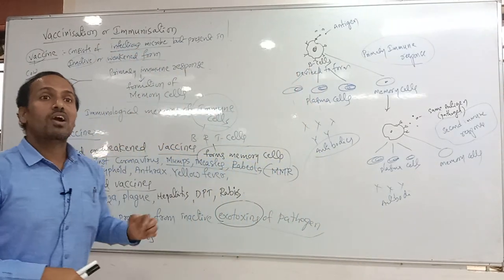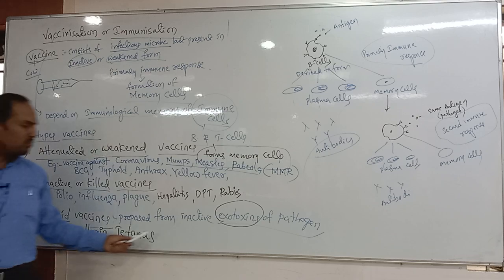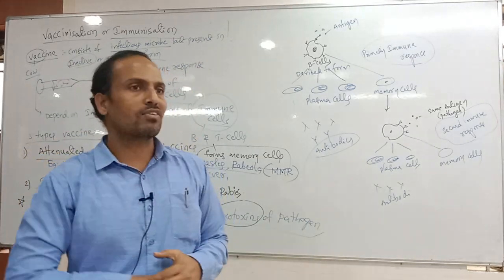Clear? That's why it is called toxoid. Here, toxoid means what? Toxins are produced from the pathogen. Toxins we are also using as an enzyme or as a vaccine. Got the clarity? Yes. Okay, so this is very important. Tetanus and diphtheria are all called toxoid vaccines. Okay, so it is prepared from inactive exotoxins of pathogens.